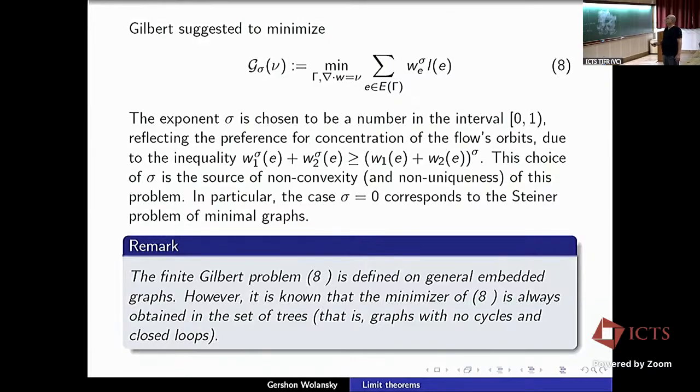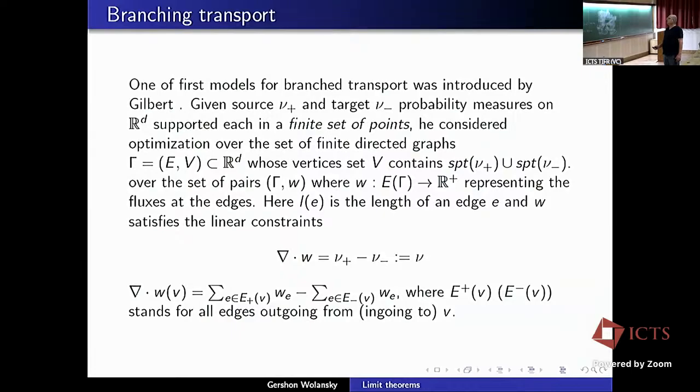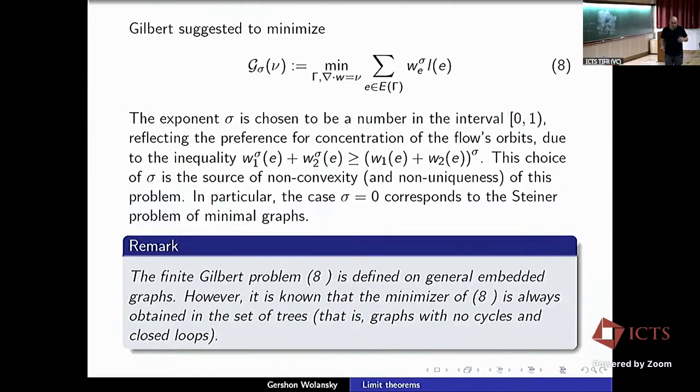By the way, notice that this condition means that for each vertex which doesn't belong to the support of nu plus, nu minus, the net incoming minus the outcoming flux is zero. And if you are in a source, then you get positive: the outcoming minus the incoming is n plus, and also for the target. So this is sometimes called the Kirchhoff condition for flux on the graph.